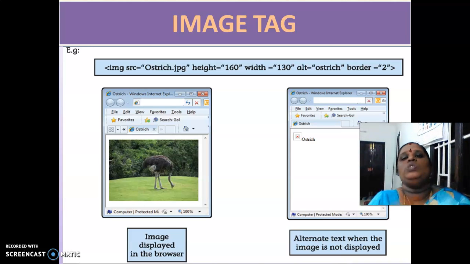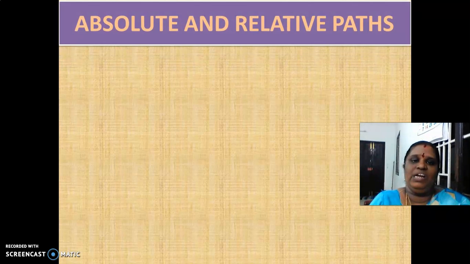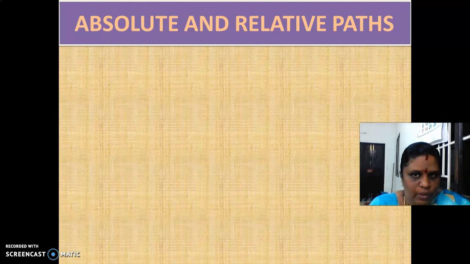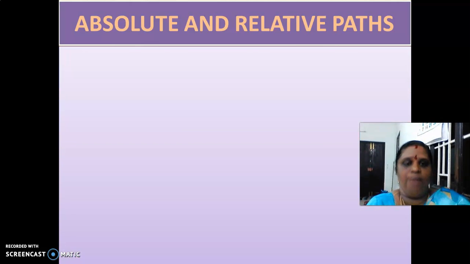Yes. Okay, so we'll be going to the next part of your program. Next part of your chapter lesson. Okay, the source we are giving, right? That path, what are all the available paths? Okay, how can we give the path for this source? There are 2 types of path available: absolute path and relative path. Okay, we can give absolute path and relative path for the image.